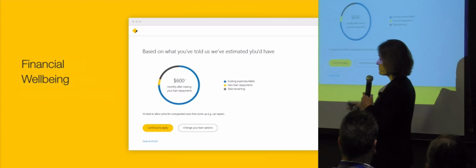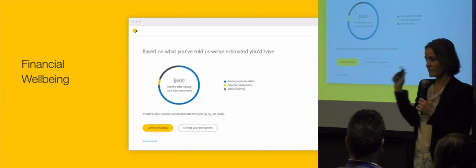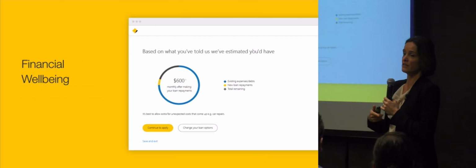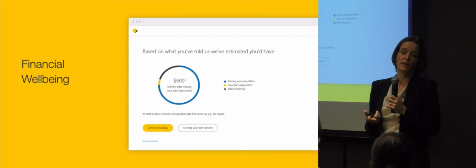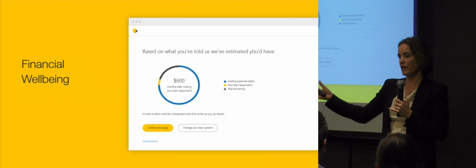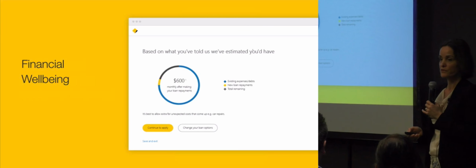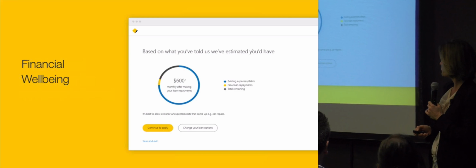And then you give them two options. If they're okay with that, they can continue the application. If they're not, they can go back and adjust the amount they're asking, or the terms of the contract, to lower it a bit. So we're doing a lot of work in financial well-being this year.